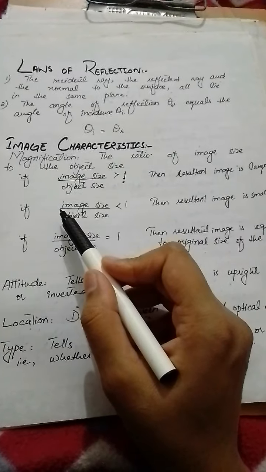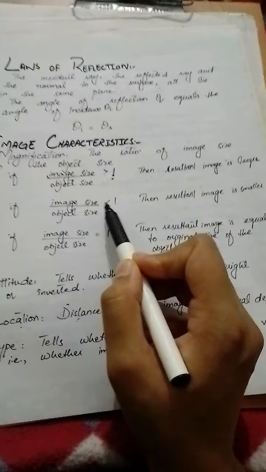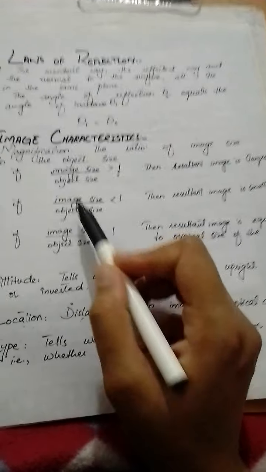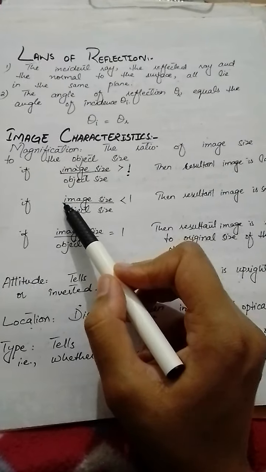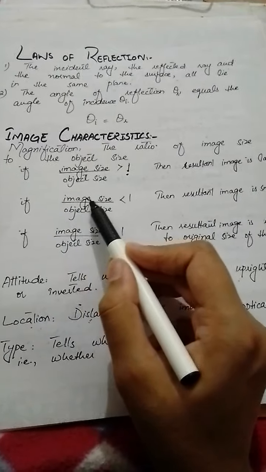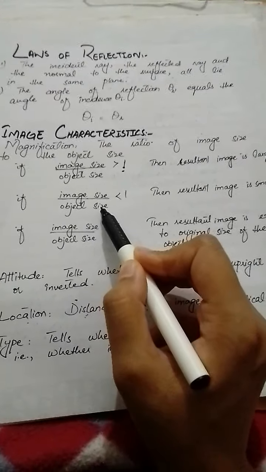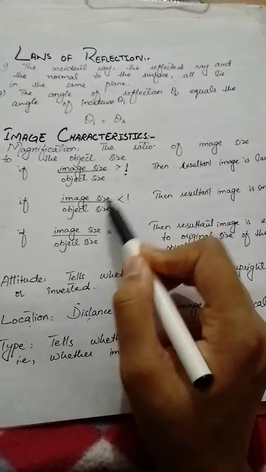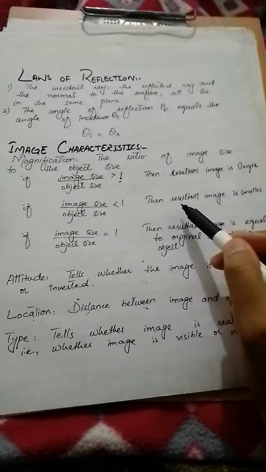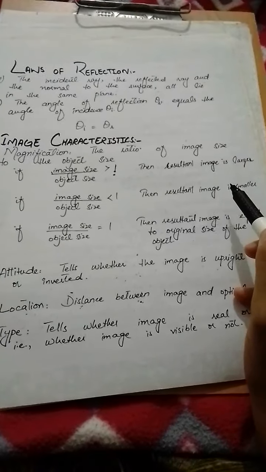Second condition is image size divided by object size less than 1. It means if the resultant image is shown in, say, a mirror, and the image size on the mirror is less than the original size of the object, then this ratio would be less than 1 and the resultant image would be smaller than the actual object size.